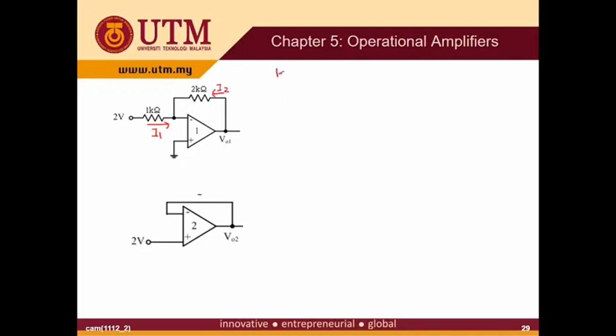So the KCL is: I1 and I2 are both entering, so I1 plus I2 equal to 0. I ignore this one because the input current is 0. What is I1? I1 can be expressed using Ohm's law. This is the voltage across the 1K. So (2 minus V minus) over 1K plus I2, which is (V out 1 minus V minus) over 2K, equal to 0.